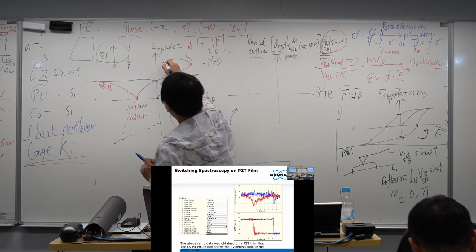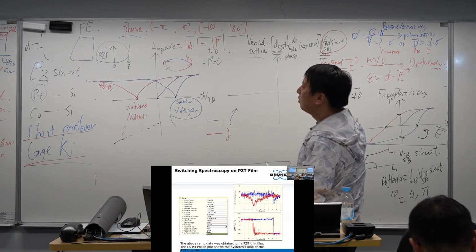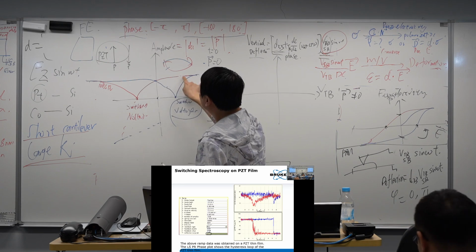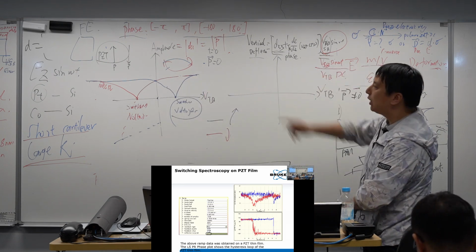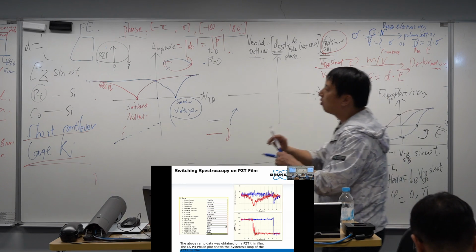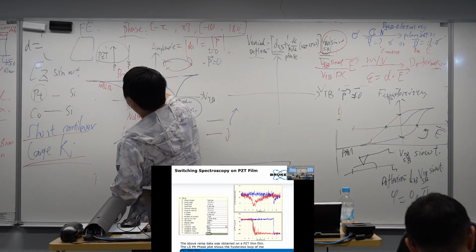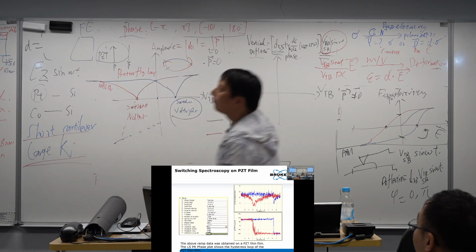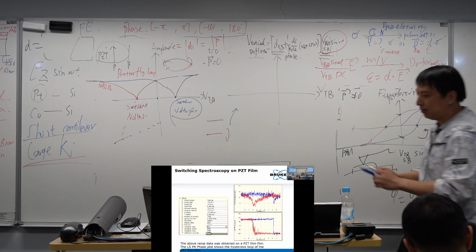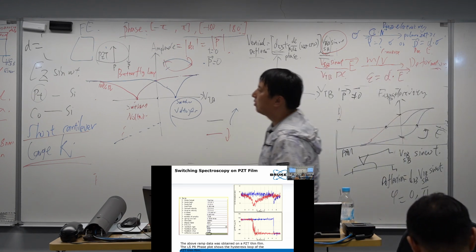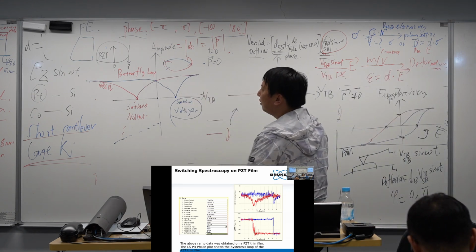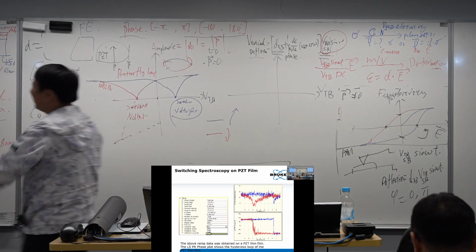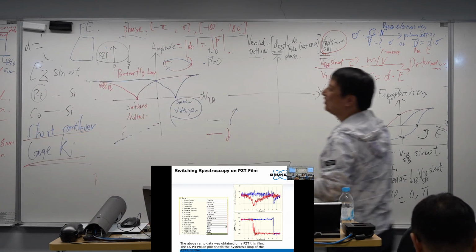forth and back with the voltage, we can ignore this curve. So finally what we get is something like this. We will call it the butterfly loop. Okay, that's the piezo response. It's the famous butterfly loop, and this one is much more beautiful than this one. Hopefully we can get a beautiful result this afternoon.